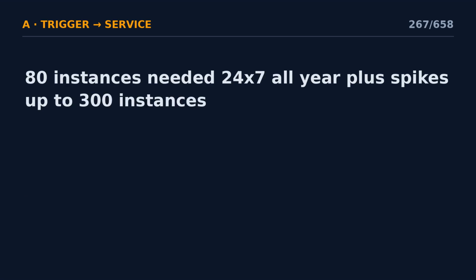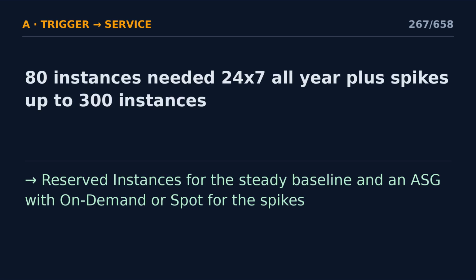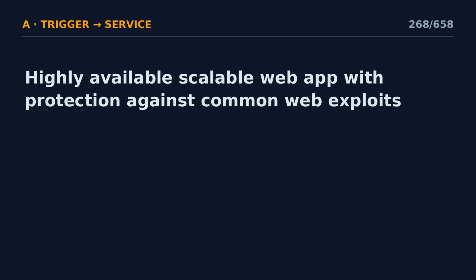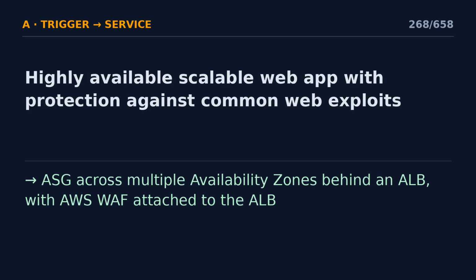80 instances needed 24/7 all year plus spikes up to 300 instances. Answer: reserve instances for the steady baseline and an auto-scaling group with on-demand or spot for the spikes. Highly available scalable web app with protection against common web exploits. Answer: auto-scaling group across multiple availability zones behind an ALB, with AWS WAF attached to the ALB.